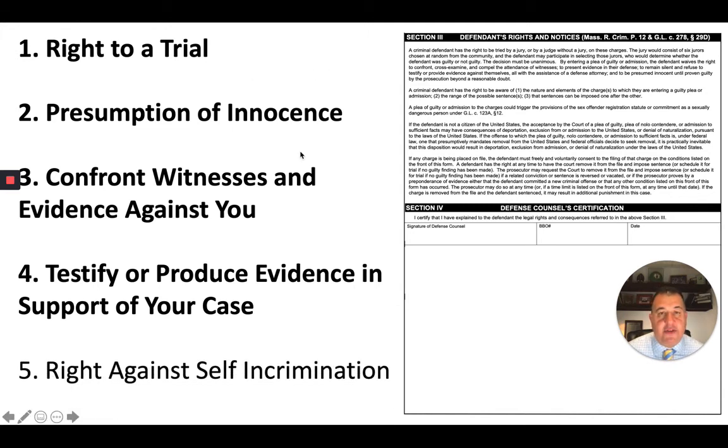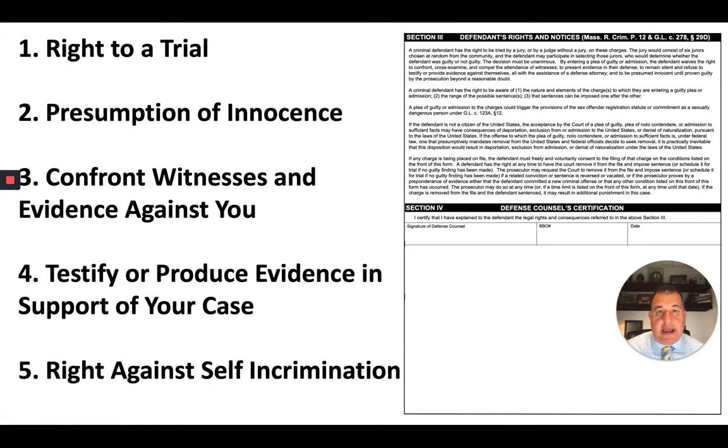And the last major right you're giving up is the right against self-incrimination. I like to think of this right as the right not to tell on yourself. Basically, by doing this, you're giving up the right to make the prosecutor prove the case without you. What I mean by that is that although the prosecutor has to put witnesses on the witness stand to testify about the facts of the case to try and prove that you did a certain thing, they can never call you to the witness stand to testify if you don't want to.